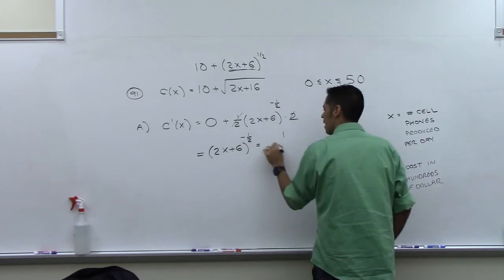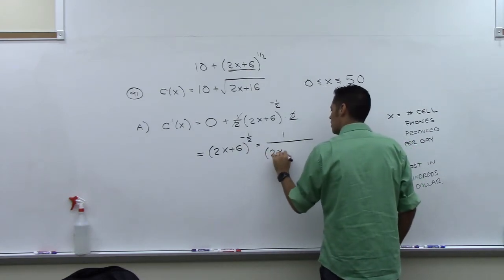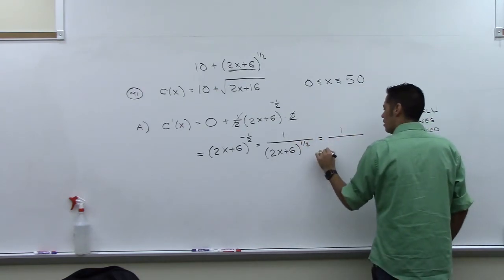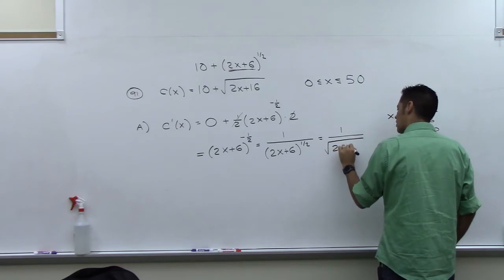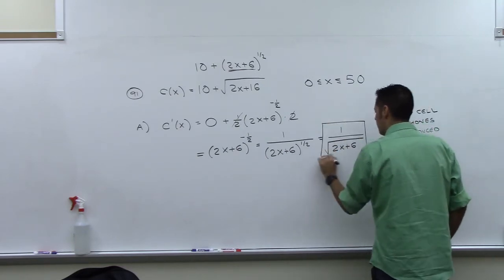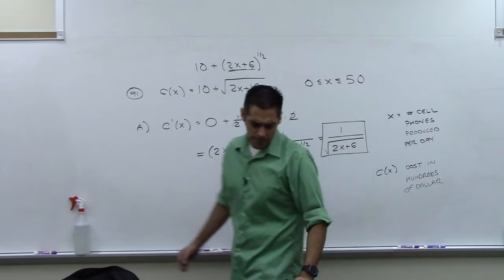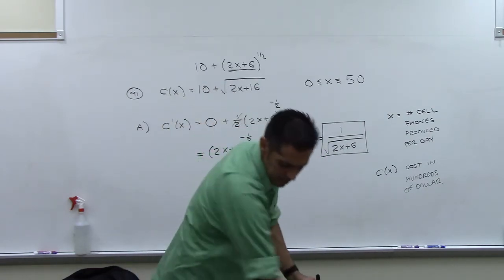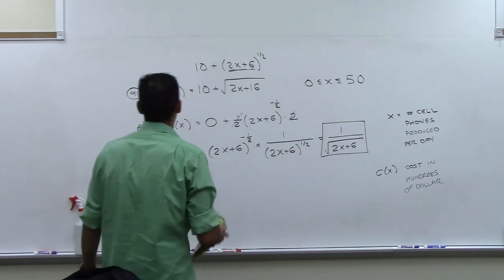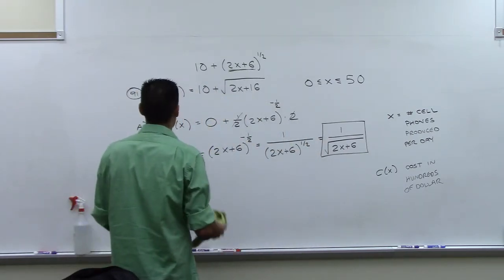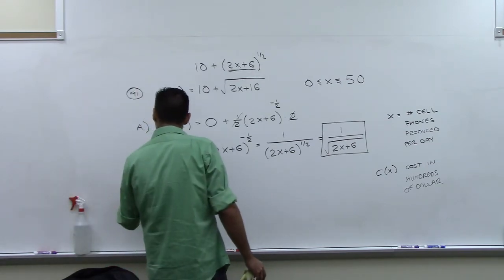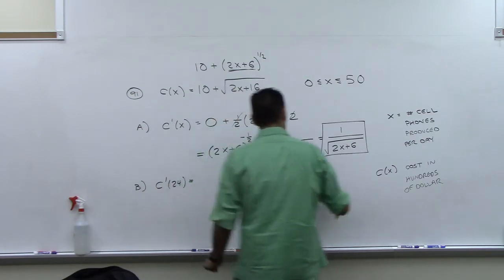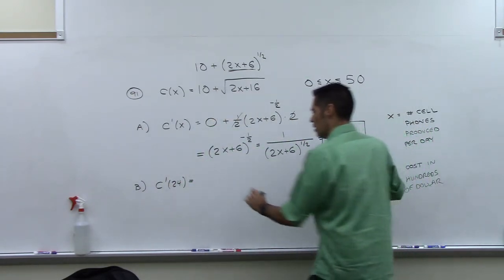I'm going to go ahead and drop that down as 1 over (2x + 6) to the positive 1/2, and I'm going to rewrite that as 1 over the square root of 2x + 6. So this is our derivative, the derivative of the cost function. And now it wants us to find C prime of 24 and C prime of 42. So for part B, we want C prime of 24, which means all we're going to do is replace this x with 24 in our derivative.